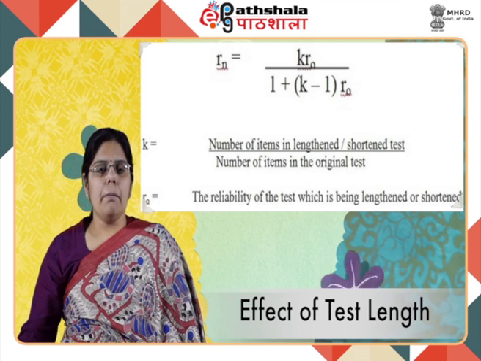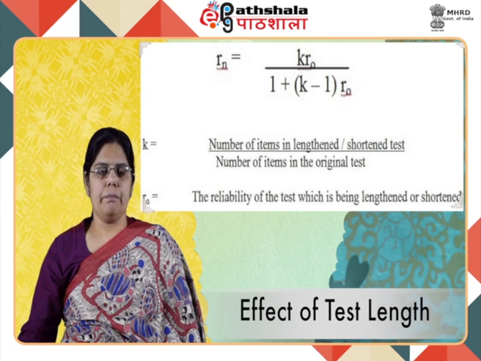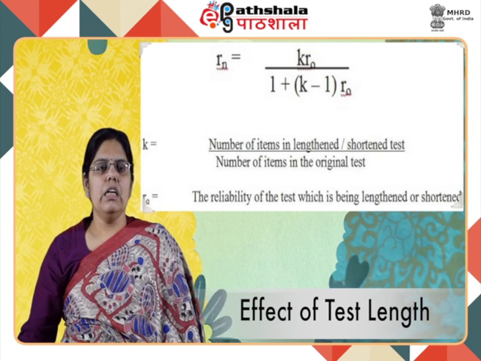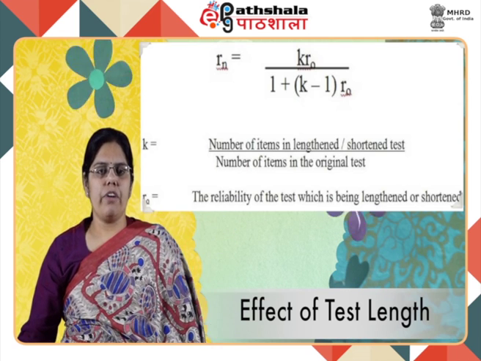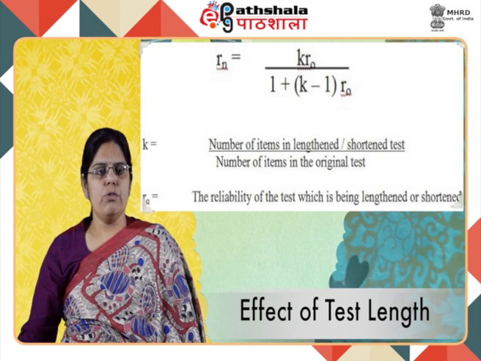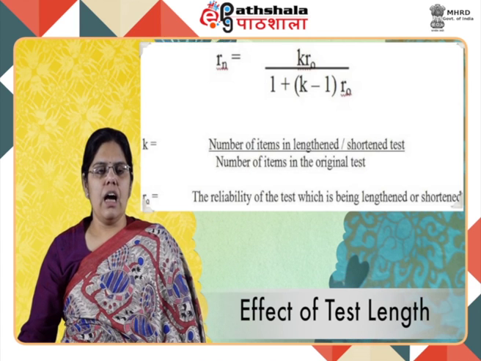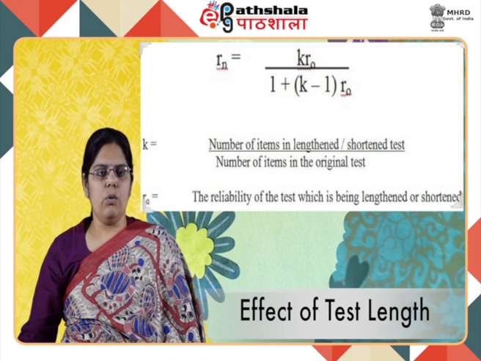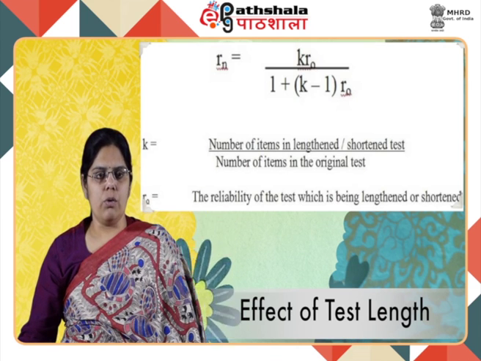In a similar manner, by shortening the length of the test, the reliability of the test also decreases. Let's learn to calculate the reliability by increasing and decreasing the number of items. The change in the reliability of a test after increasing or decreasing the number of items can be calculated by using Spearman-Brown formula. The Spearman-Brown formula is Rn, which is the new reliability, is equal to KRO divided by 1 plus K minus 1 into RO.